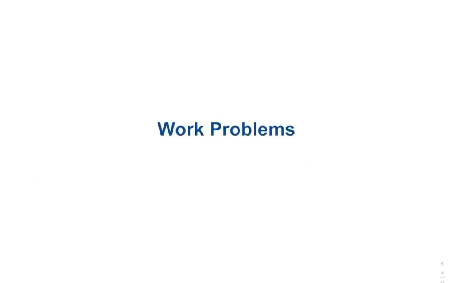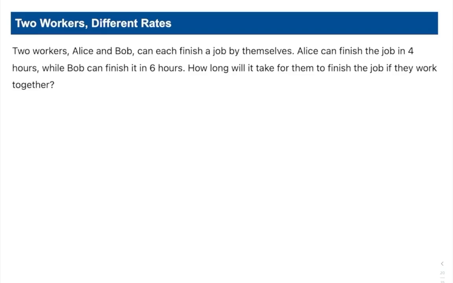Now let's look at some work problems. The first type of work problem involves two workers with different rates. For example, two workers, A and B, can each finish a job by themselves. A can finish in 4 hours. B can finish in 6 hours. How long will it take for them to finish the job if they work together?